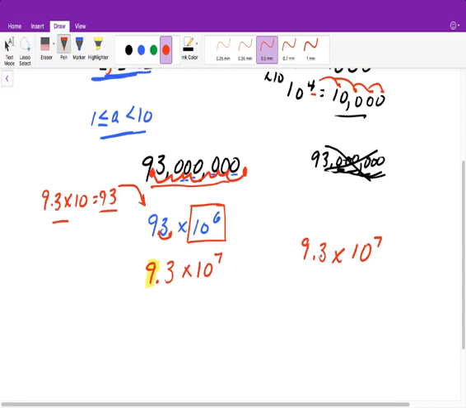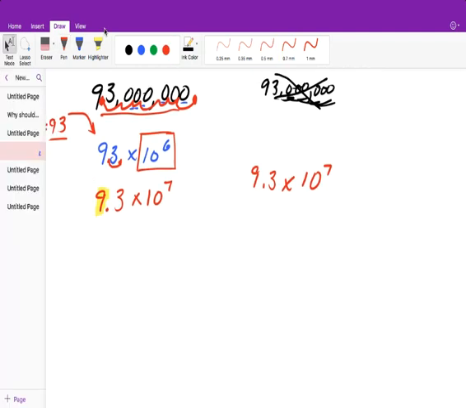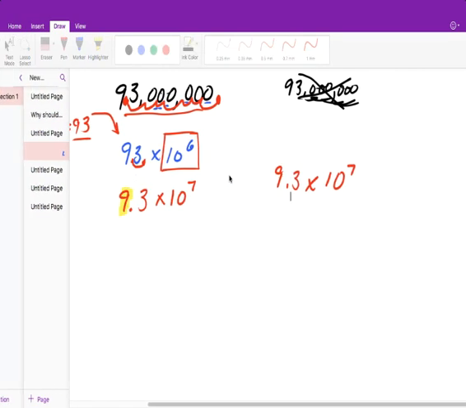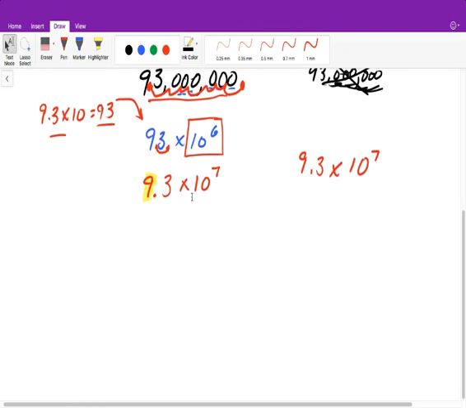There's other types of numbers that we can do this with. We don't only use scientific notation when we're dealing with very large numbers. We also use it when we're dealing with very small numbers. Let's say I give you the number 0.00008.